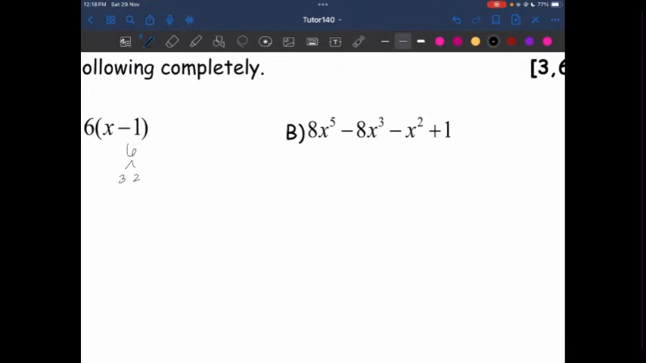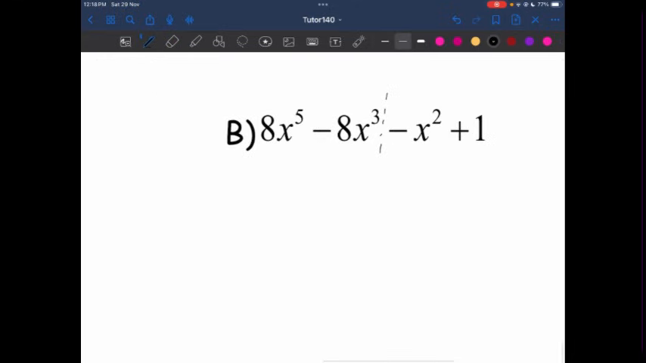So now, what we're going to do first is just split it up into two groups. I see 8x cubed common in both terms in the first one, so I'm going to factor out 8x cubed. I'd be left with x squared minus 1. And then I could factor out negative 1 from the next. I'm going to be left with x squared minus 1.